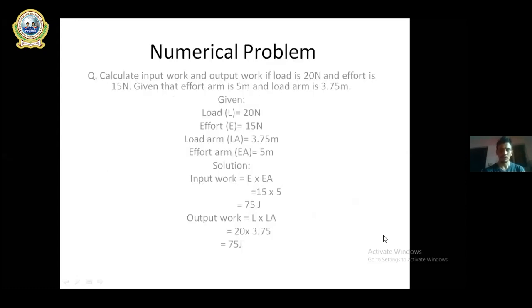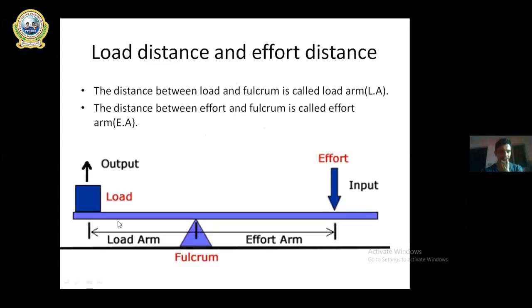If you see the figure here, this is the figure of a lever. This plank, the rod-like structure, is called a lever. On one side of the lever you can see the load, and on the other side you can see the effort. This lever is balanced by this triangular structure, which is called the fulcrum. As I told you last time, the balancing point at which the lever is balanced is called the fulcrum.